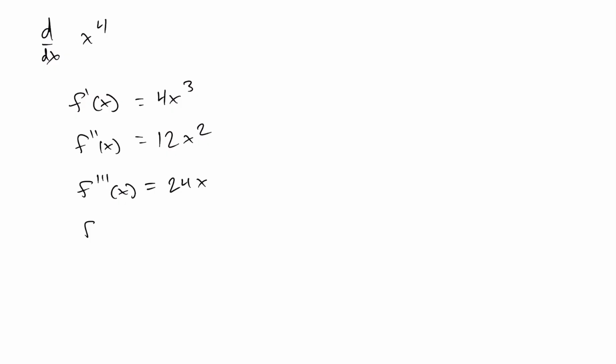And then for your fourth derivative, f to the fourth of x, you bring the 1 in front, so you go 24 times 1 is 24, and then 1 minus 1 is 0, so the x will vanish, so you'll just be left with 24.